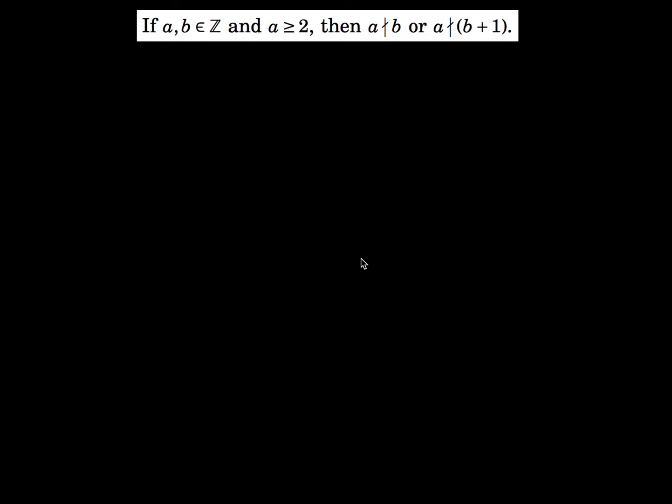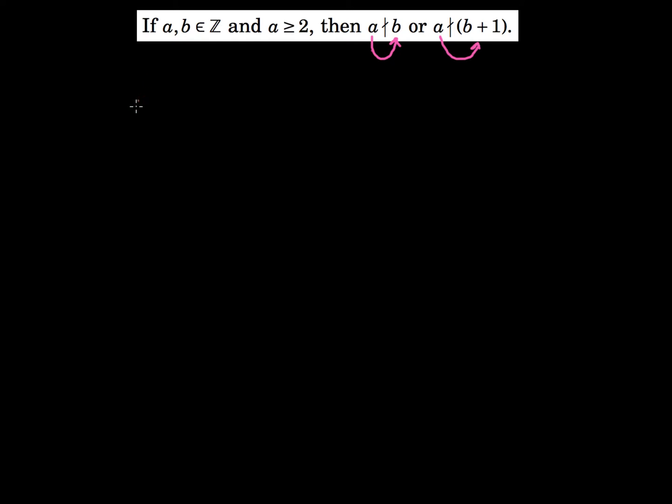Let's try to solve this problem by using proof by contradiction. So the problem over here is: if A and B belong in the space of integers, and I'm going to claim that A is some integer that happens to be greater or equal to 2, then A does not divide into B. So this just tells you that A does not divide into B, or A does not divide into B plus 1.